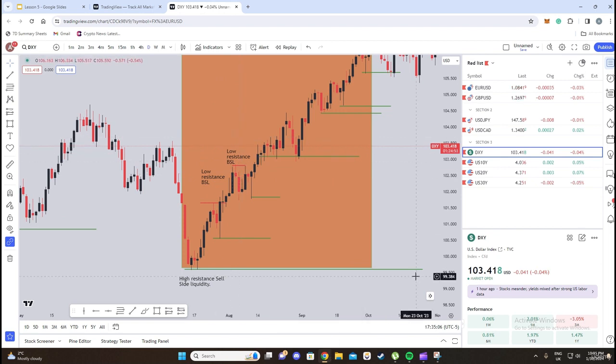And the reason it's low resistance buy side liquidity is, this is very key what I'm about to say, and I need you to implement in your mind that everything I'm teaching you has to be in line with the bias.